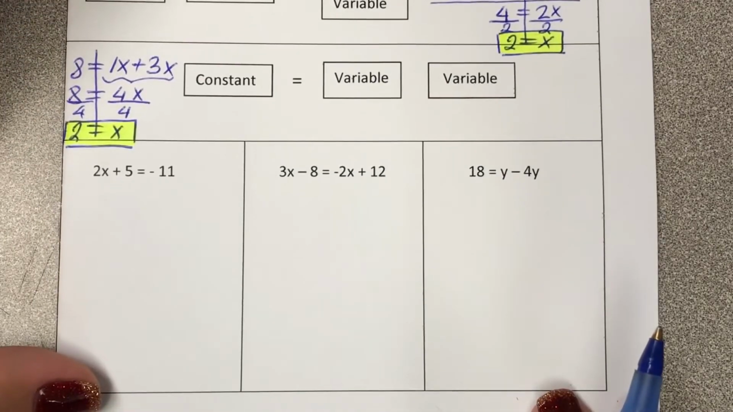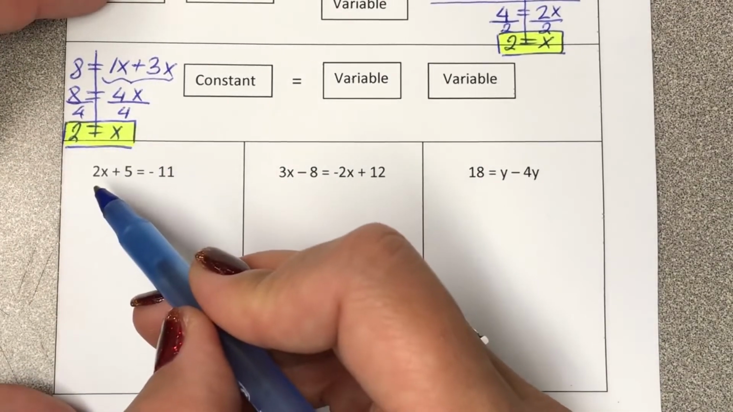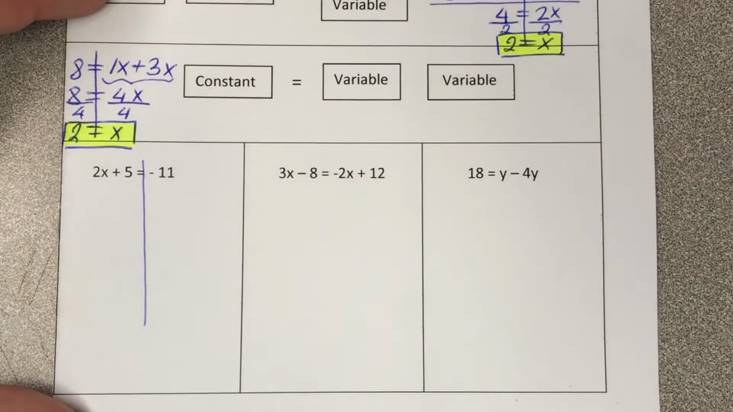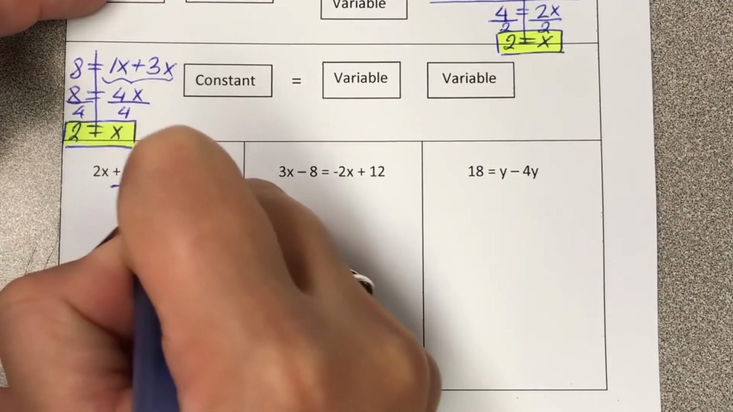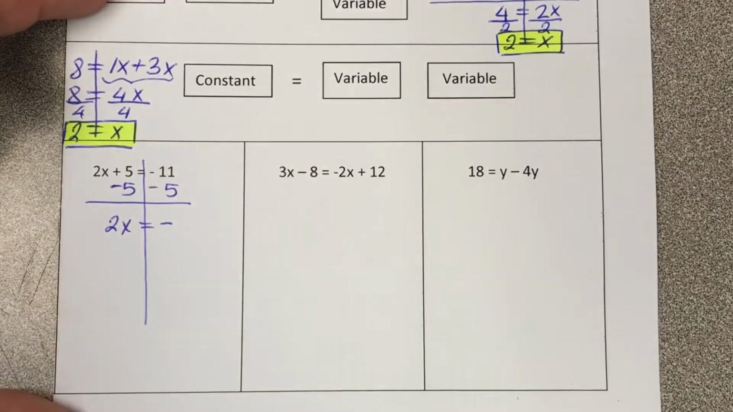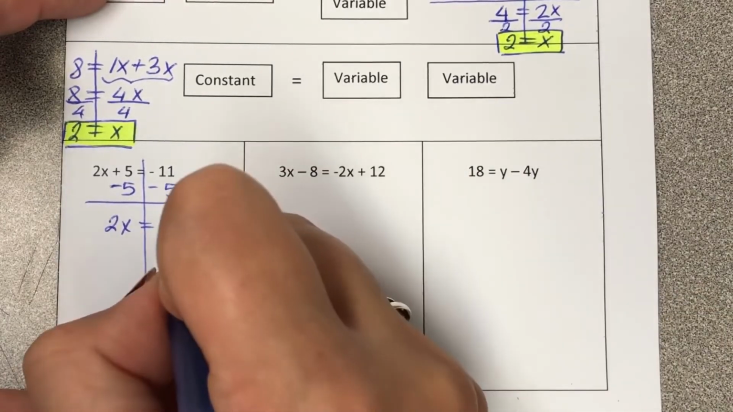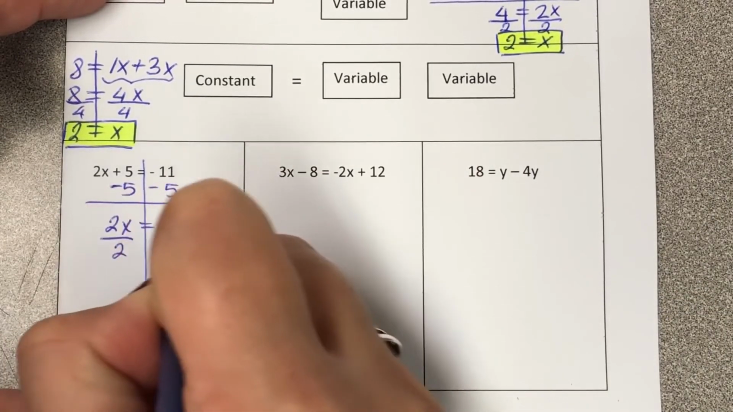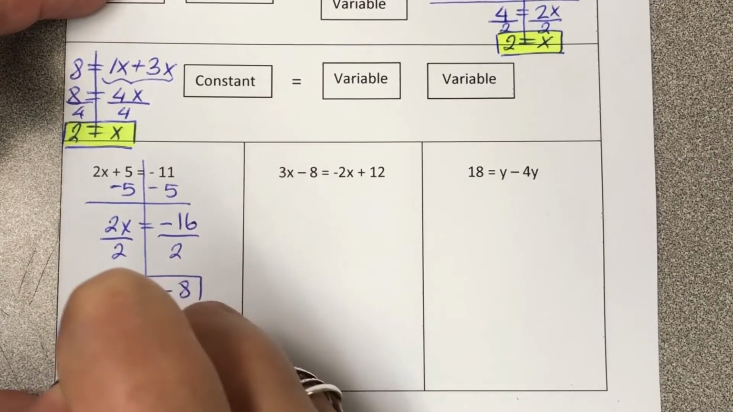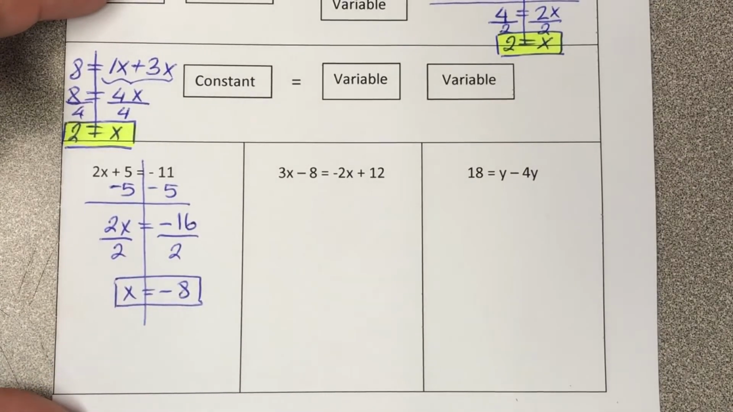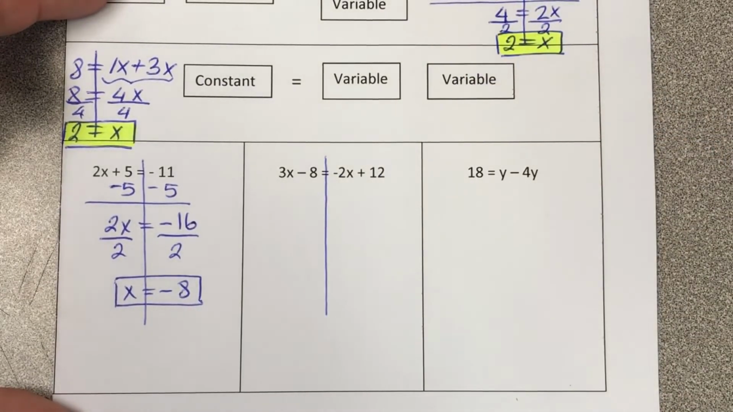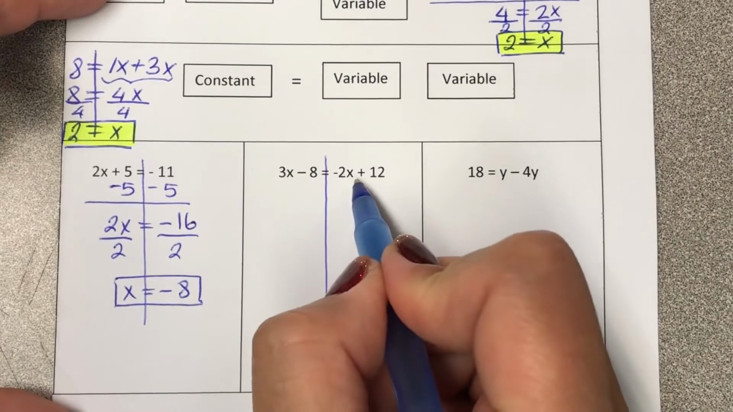So a few more examples. Variable term plus constant equals constant. Using inverse operation, if we solve the equation, negative and negative we add, negative 16, divide by 2, x will be negative 8. So we found the value of the variable that makes the equation true. Solving equations with variables on one side and the other.